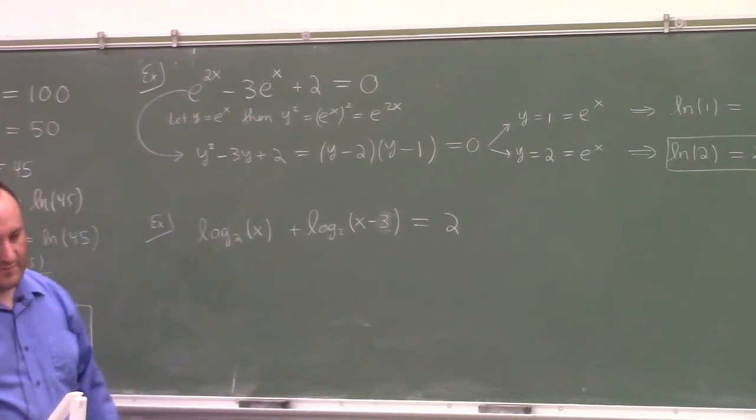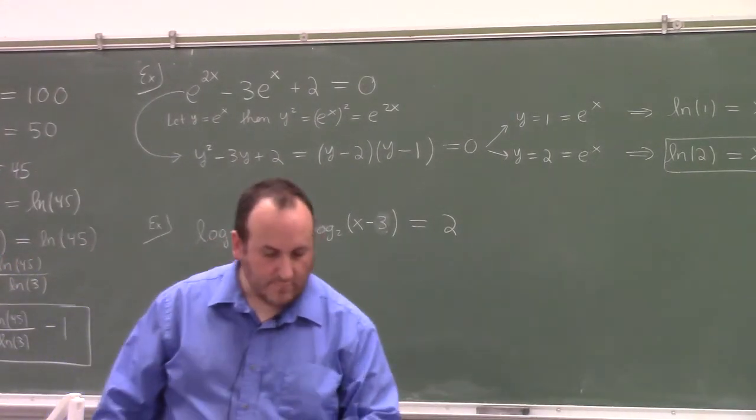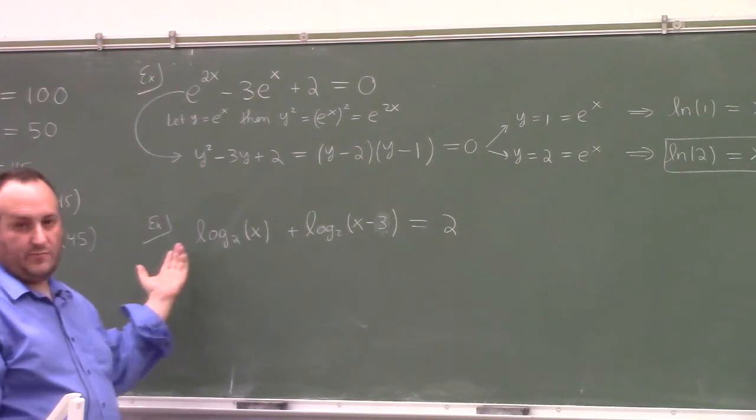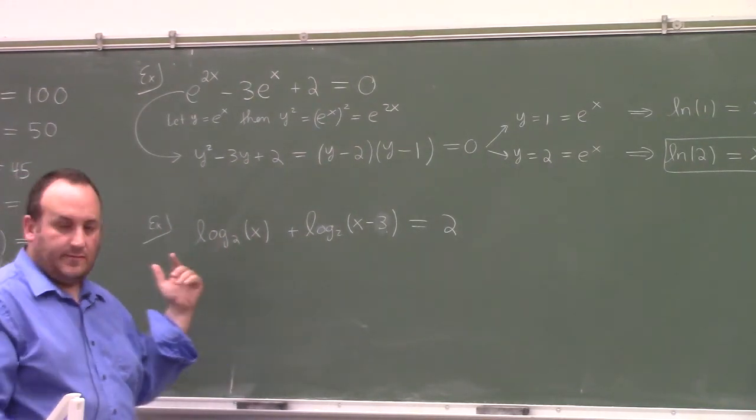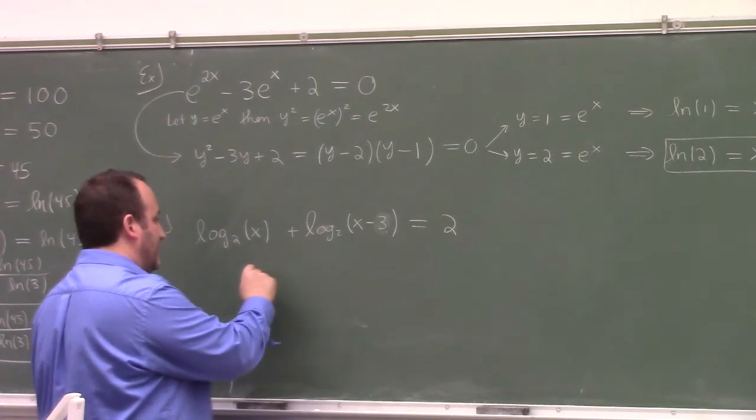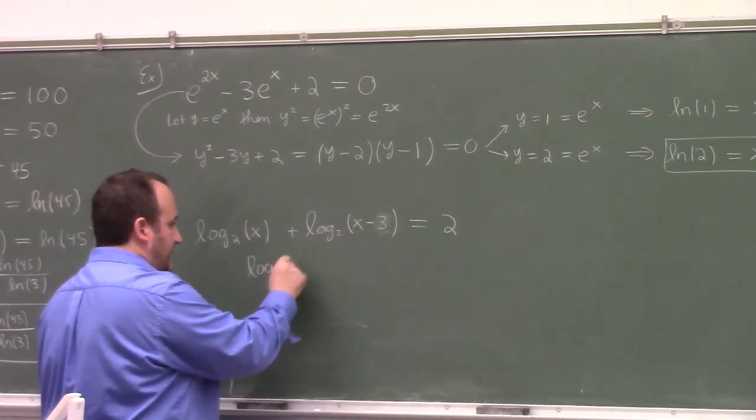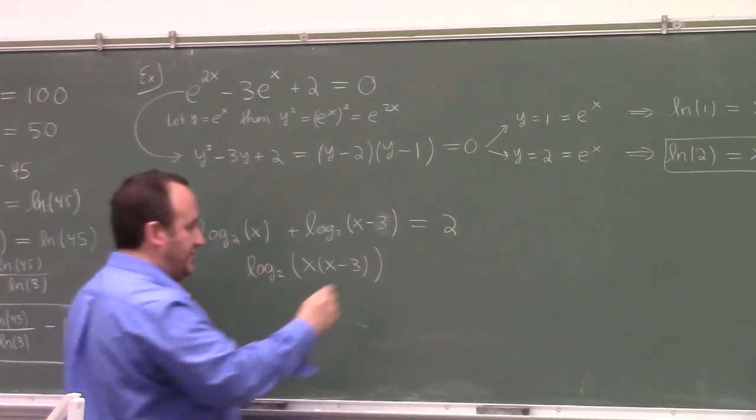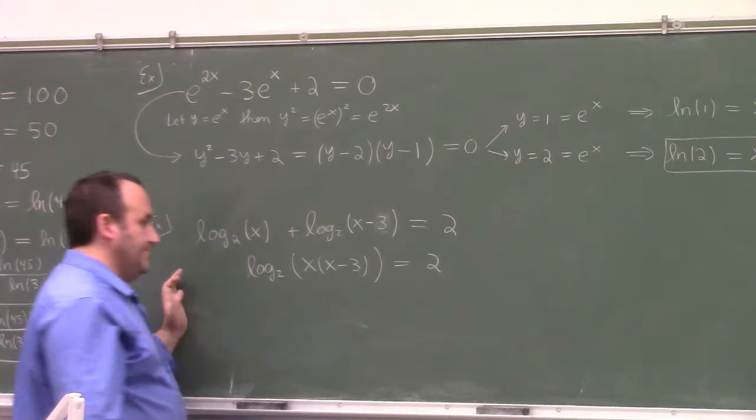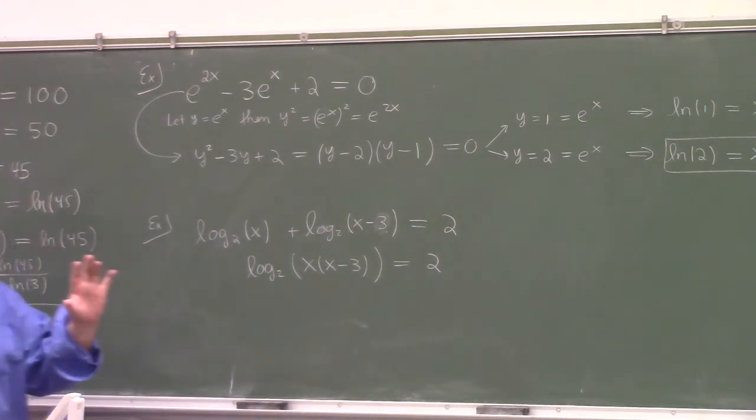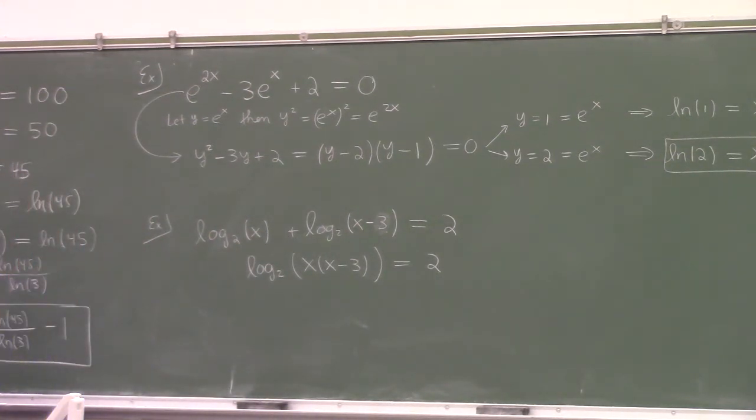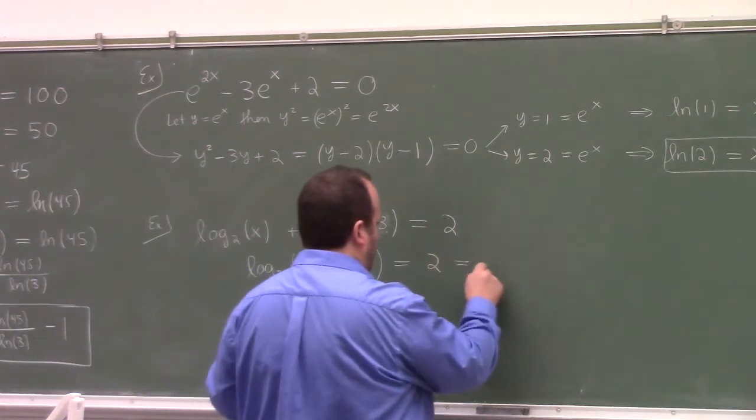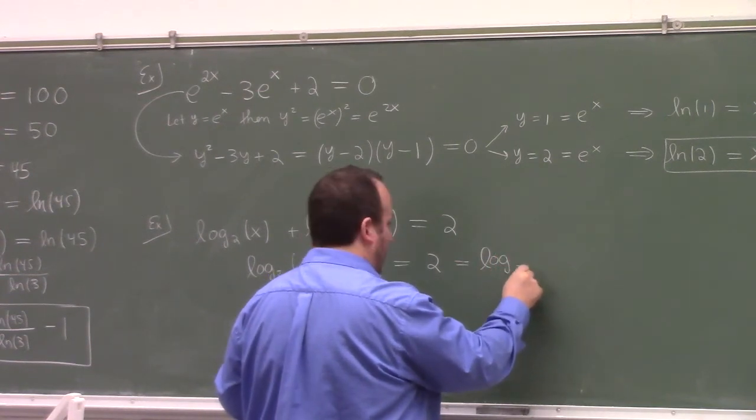How about this one? What do we do here? How do we solve that one? Well, this one, we use the property that the sum of logs is the log of the product. So log base 2 of x times x minus 3 equals 2. Now, you can either convert that 2 to log base 2 of something, right? What would 2 be log base 2 of what? Maybe that's a good exercise, actually. Log base 2 of what is 2?